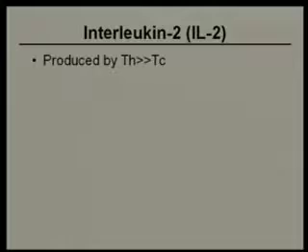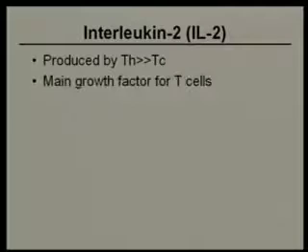This is produced primarily by the T helper cells, a little bit by cytotoxic T cells, but primarily by T helper cells. Again, this was thought to be the main growth factor for T cells, but it turns out that interleukin-2 can also affect a number of different other cells. It's not just specific for T cells.